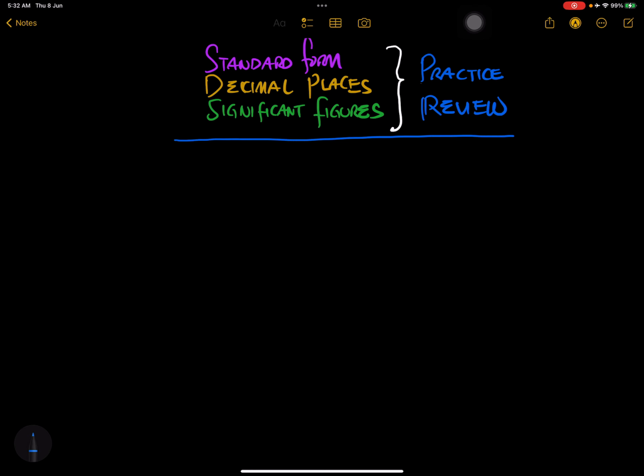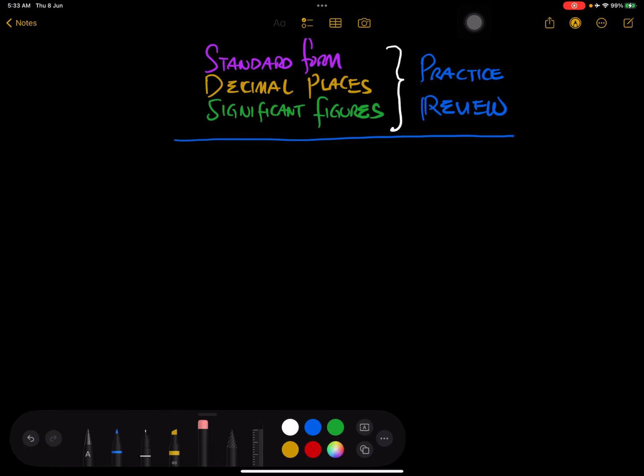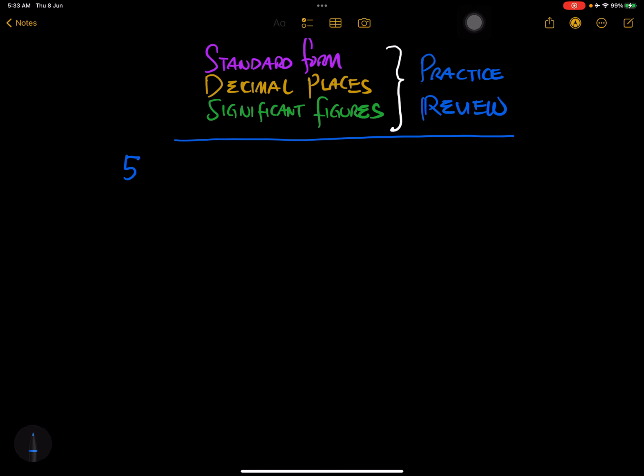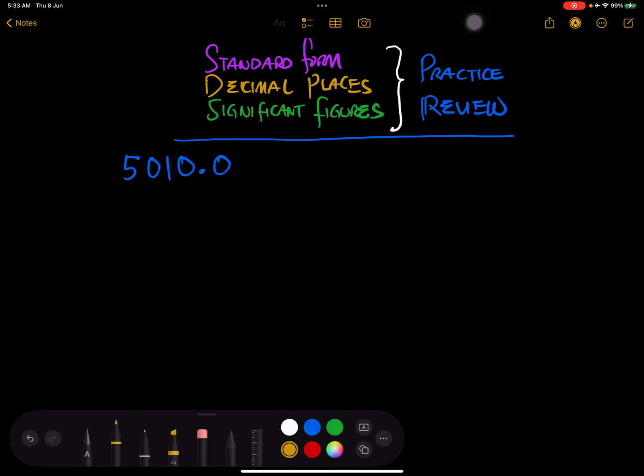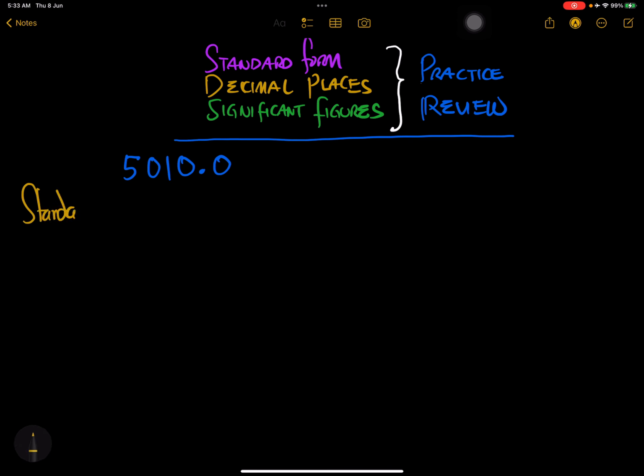All right. So we're going to have a question. Let's say we have 5010.0. Sorry, let me take the question again. Let's say we have 5010, and then we have a point zero, like this. The first thing we are being asked is to write this in standard form. How do you write this in standard form?